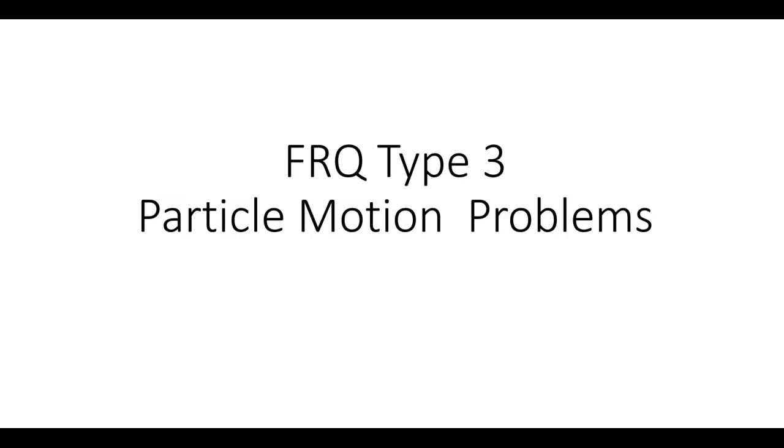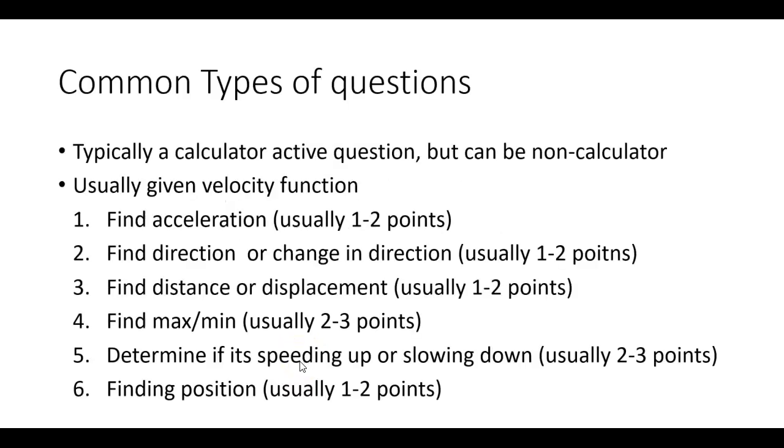All right, guys, welcome to FRQ Type 3, Particle Motion Problems Notes. So this is a common type of FRQ question with some pretty predictable types of things to expect. First of all, they're typically calculator active. It's possible for them to be non-calculator, but for the most part, this is the part of your AP test where they do allow you to use a calculator, so typically.